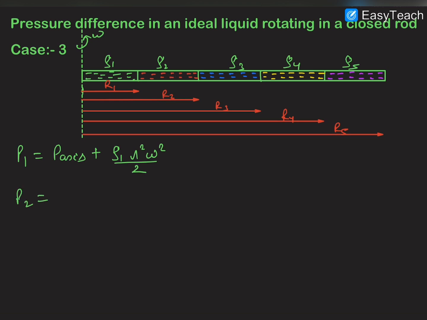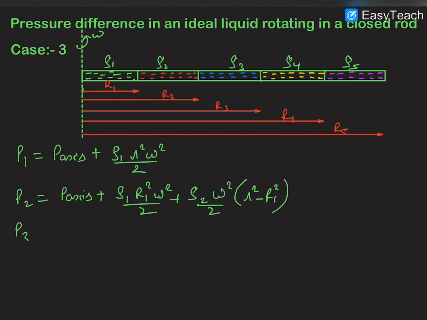So it would be the sum of P axis as well as the total pressure of the first liquid. So it would be P axis plus rho 1 R1 square omega square by 2. Now to calculate the total pressure of this liquid, we can substitute the value of small r as R1, plus the pressure in this liquid at a distance of r from the axis, which would be rho 2 into omega square by 2 into r square minus R1 square.